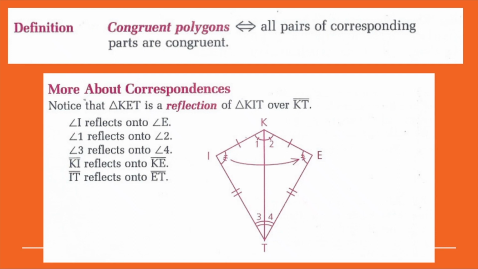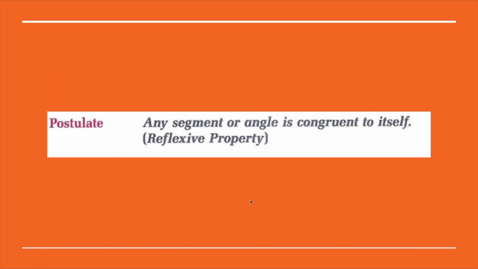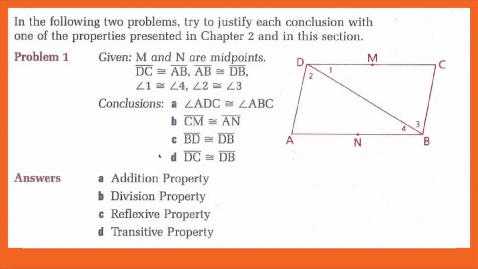Congruent polygons means that all pairs of the corresponding parts are congruent. Notice that triangle KET is a reflection of triangle KIT over line KT. Angle I reflects onto angle E, angle 1 reflects onto angle 2, and angle 3 reflects onto angle 4. Line KI reflects onto line KE, and line IT reflects onto line ET. So they're congruent. Here's the postulate. Any segment or angle is congruent to itself, which is the reflexive property.